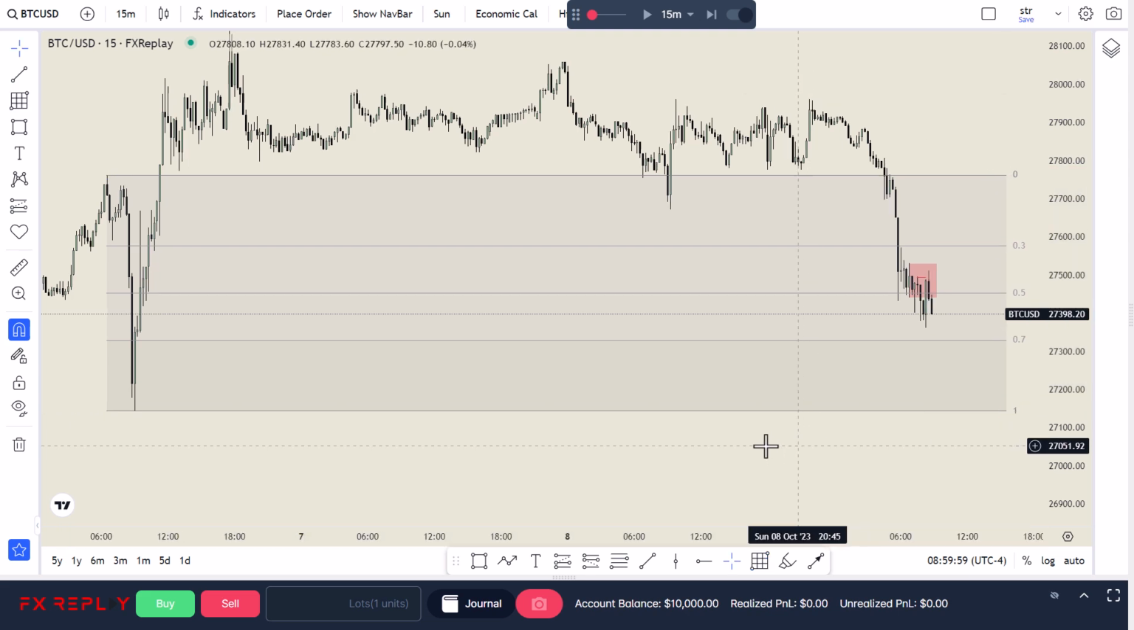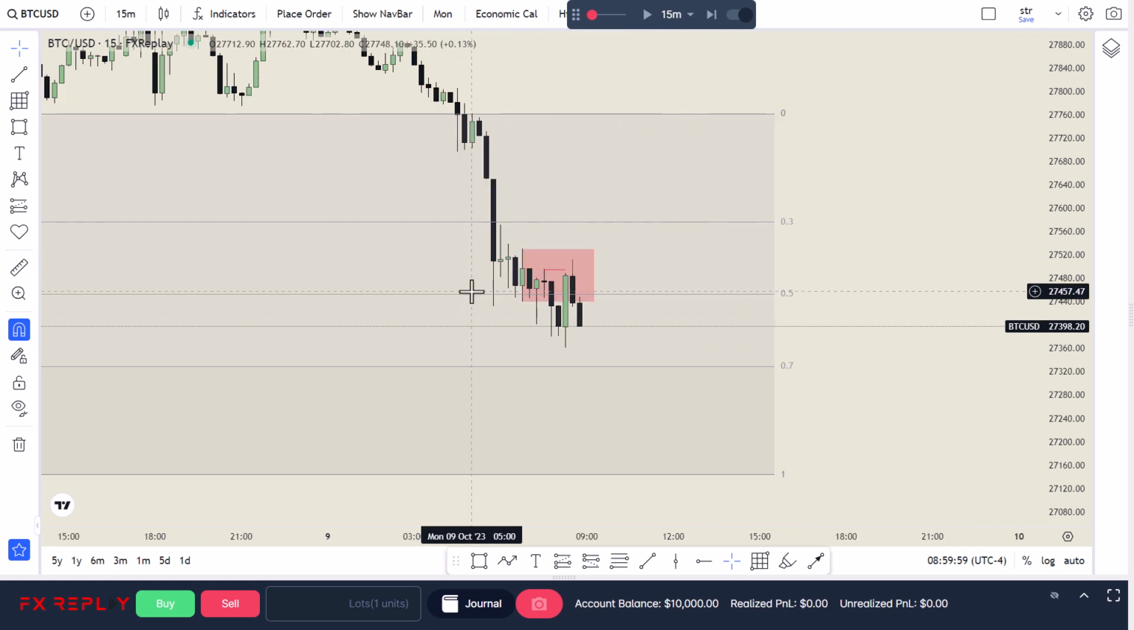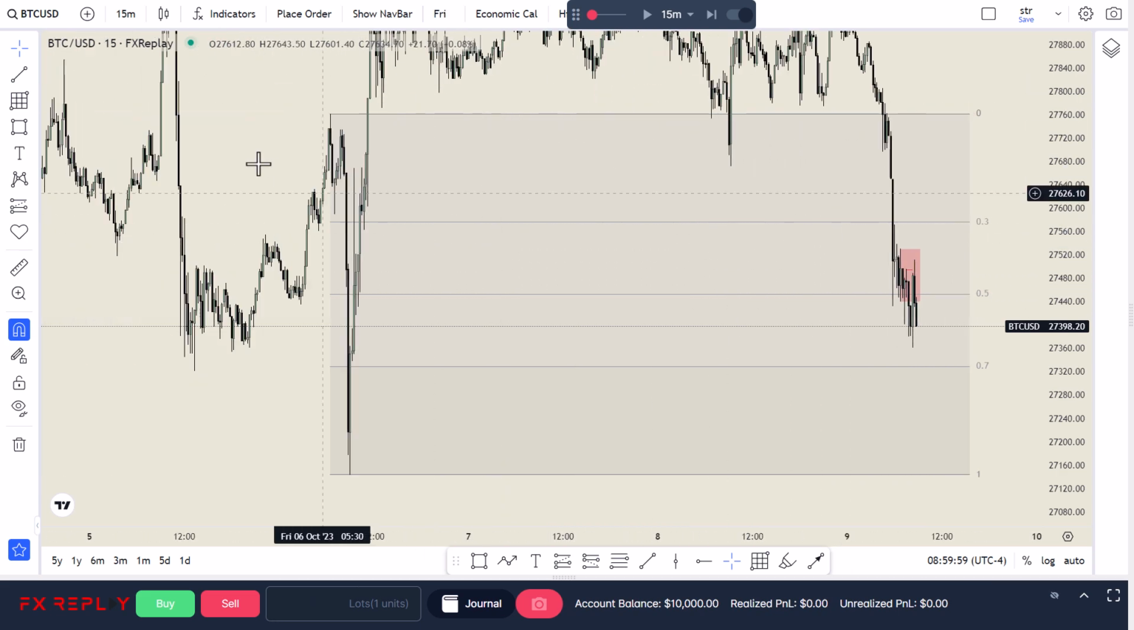From this high to this low, as you can see, it gave a nice reaction from the 50% of the zone, right? So price might potentially trade higher. It might reject from here, but this is a really big zone, and I'm not going to base my trades on it on the 1 minute, right?